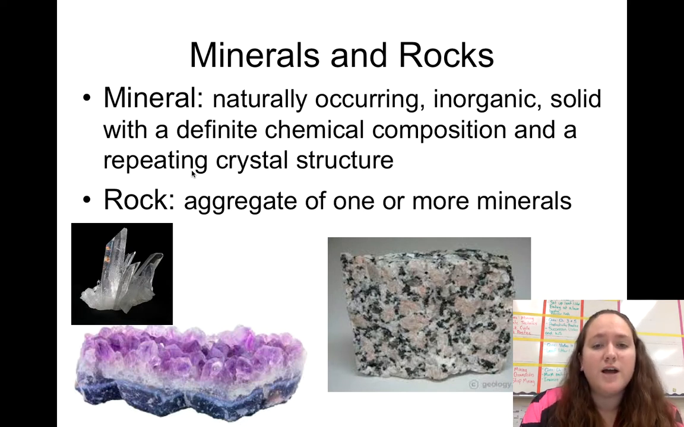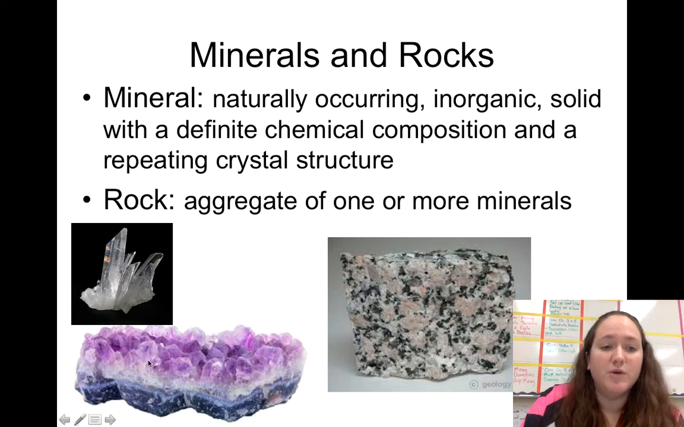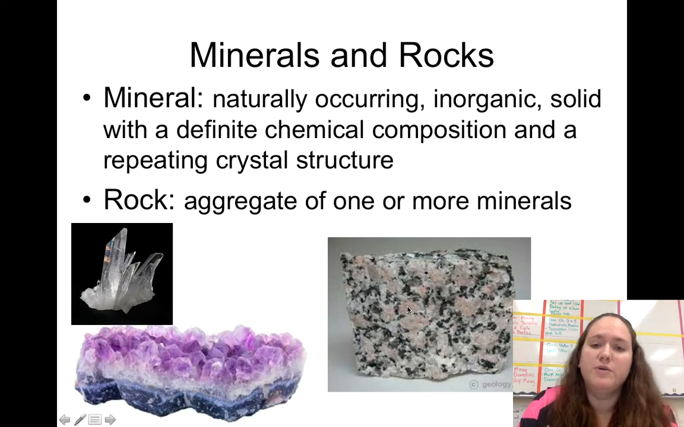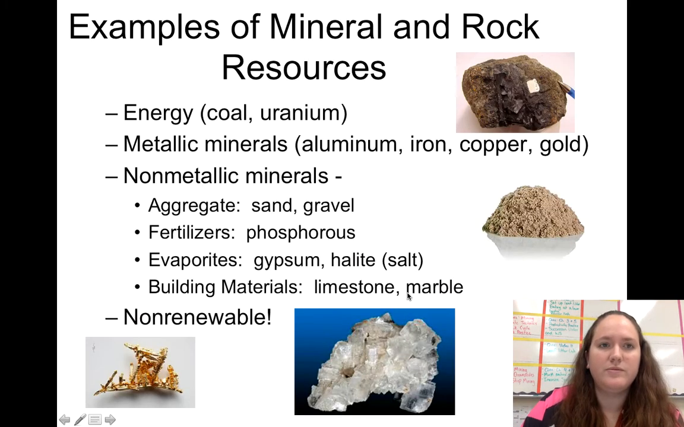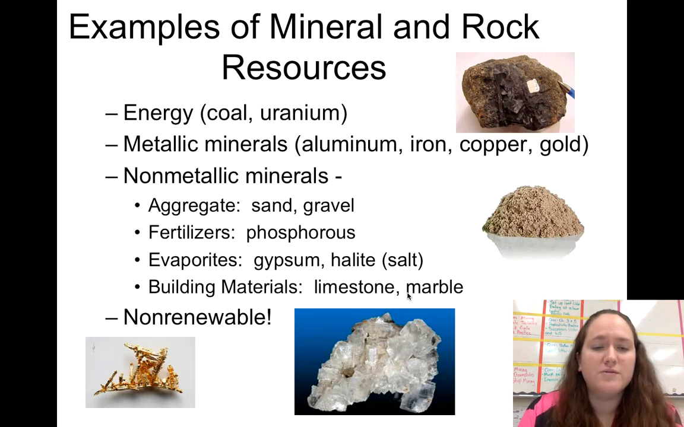A rock is a combination of one or more minerals. So in this picture over here, these are both quartz. This is amethyst quartz, and this is just clear quartz crystal. And if you add quartz and a bunch of other minerals together over here, you get the rock granite. So the white pieces are the quartz, the pink is a different mineral called feldspar, and then the black is like a muscovite mica.